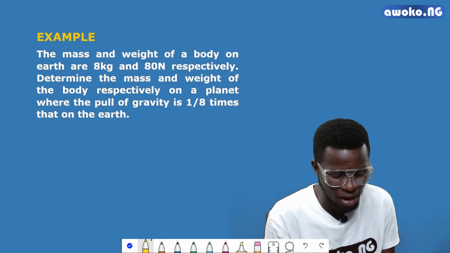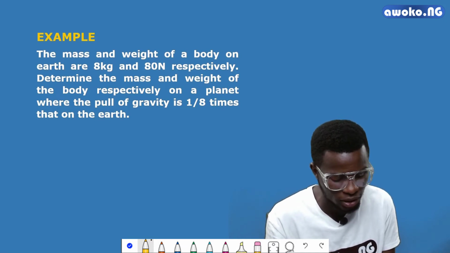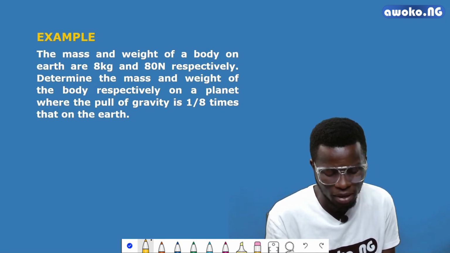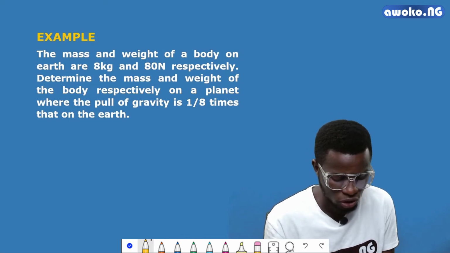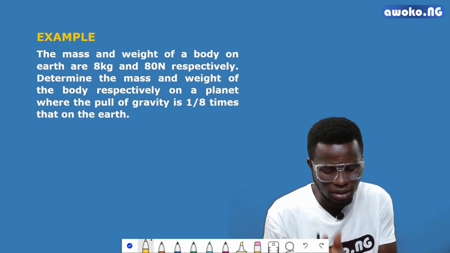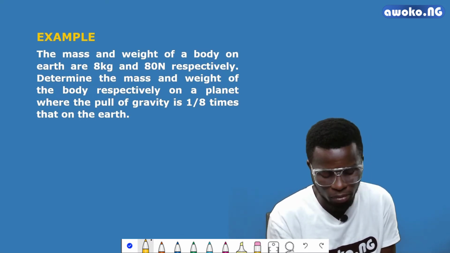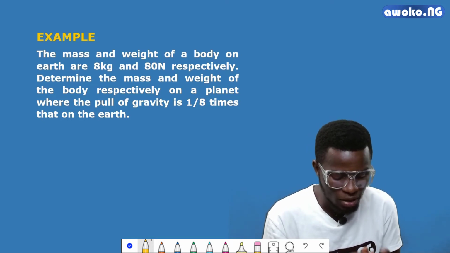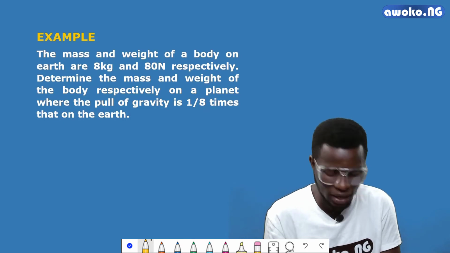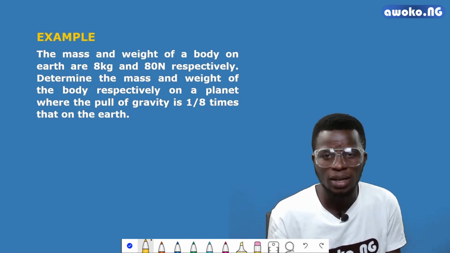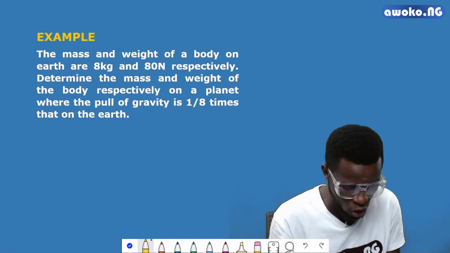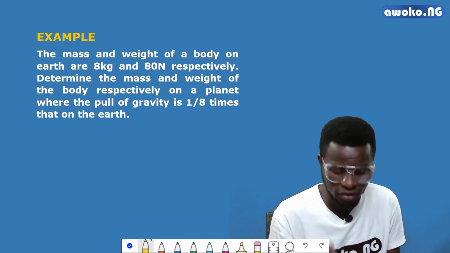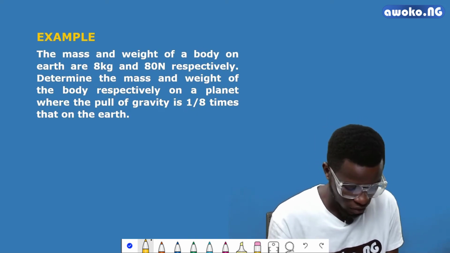We are told that the mass and the weight of a body on the earth are 80 kilograms and 80 newtons respectively. Determine the mass and the weight of the body respectively on a planet where the pull of gravity is 1/8 times that on the earth. This is the problem that we have, and we can solve this. It is very, very simple.